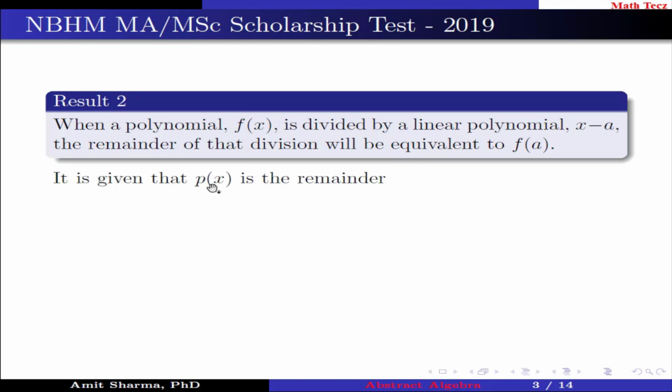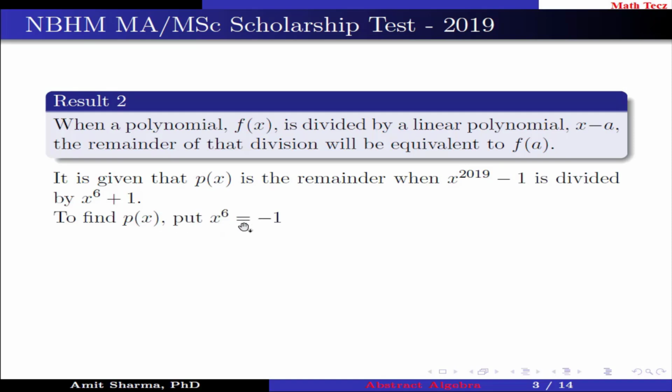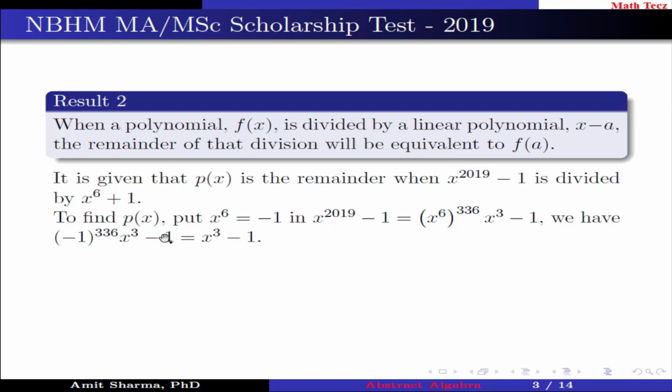It is given that P(x) is the remainder when x to the power 2019 minus 1 is divided by x to the power 6 plus 1. To find P(x), put x to the power 6 equal to minus 1 in x to the power 2019 minus 1, which can be written as (x to the power 6) to the power 336 times x cube minus 1. We have (minus 1) to the power 336 times x cube minus 1, which is equal to x cube minus 1. Therefore, P(x) is equal to x cube minus 1.